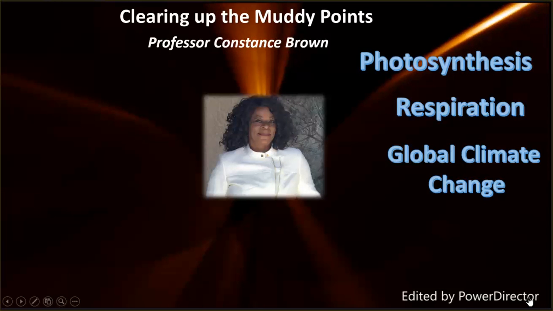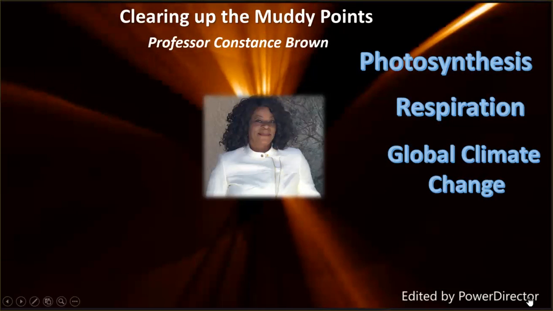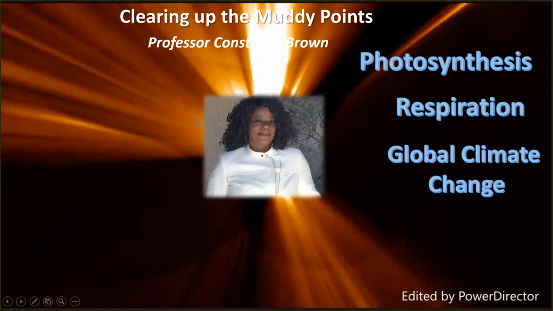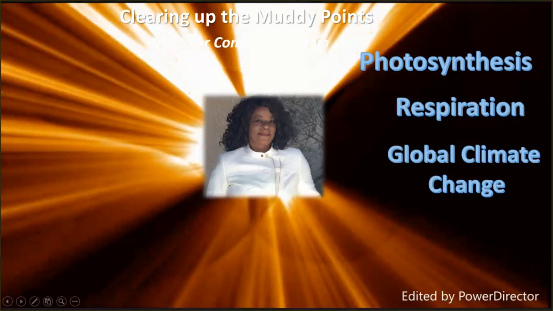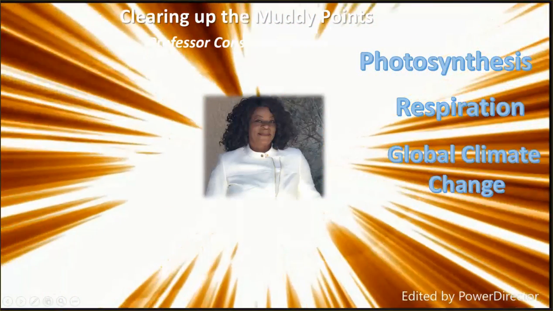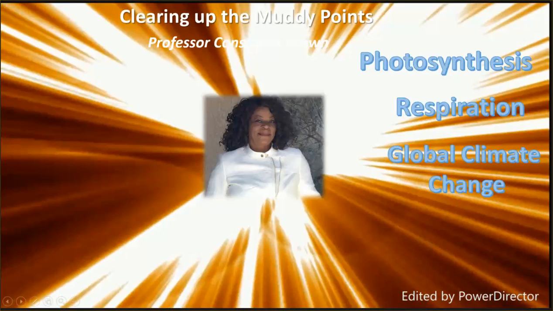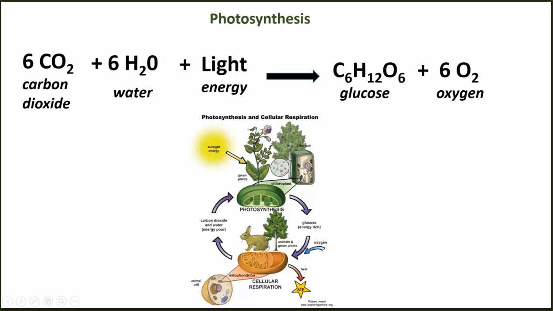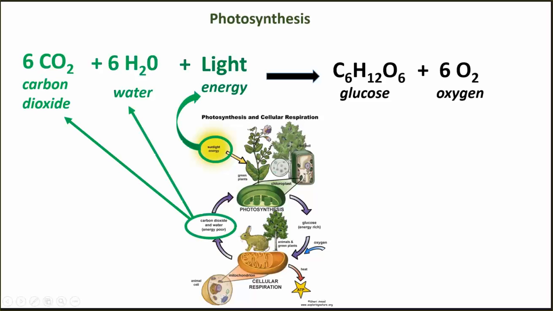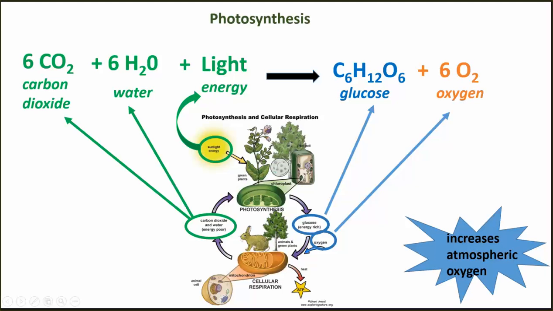Hello students, this video is in response to questions about the dual effects of increasing atmospheric CO2 on the concentration of atmospheric oxygen. Recall that in photosynthesis, plants use carbon dioxide, water, and light for aerobic processes, and the products are high-energy glucose with oxygen as a byproduct. This process increases atmospheric oxygen.